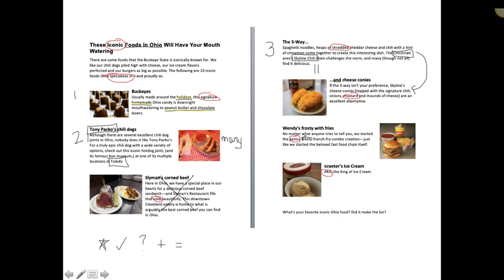And a Frosty, I can just draw a circle like that. Graders, what is graders? I don't know. I'm going to put a question mark there. So here are a few note-taking techniques that you can try while you're reading and studying the articles for your project.